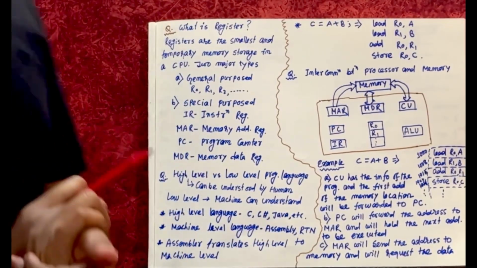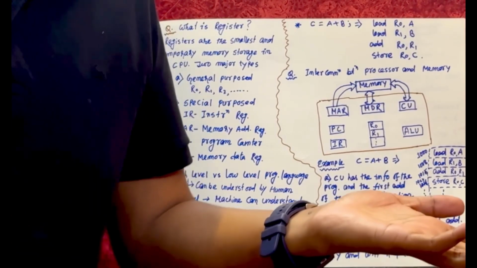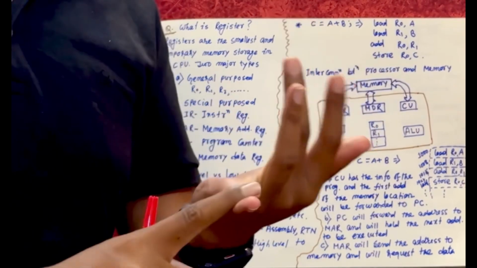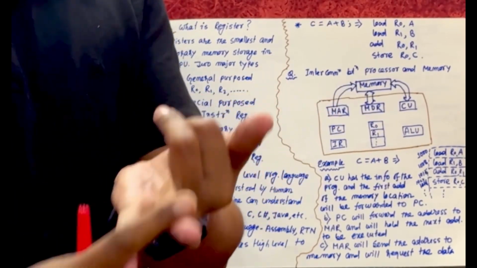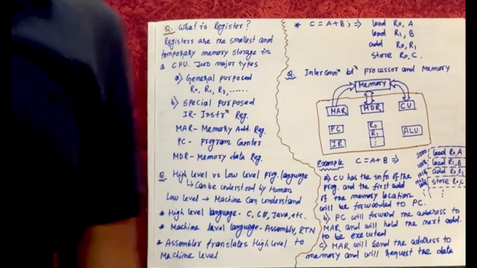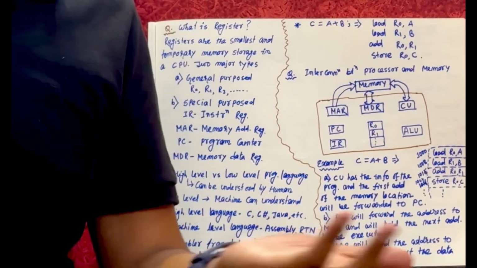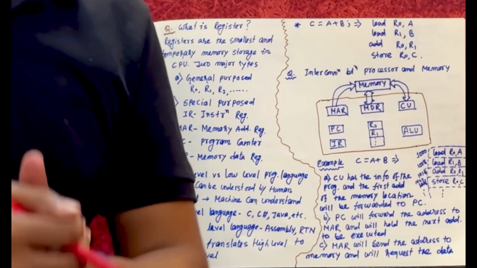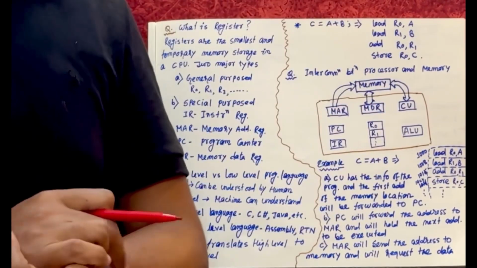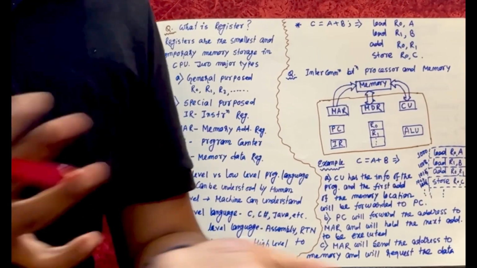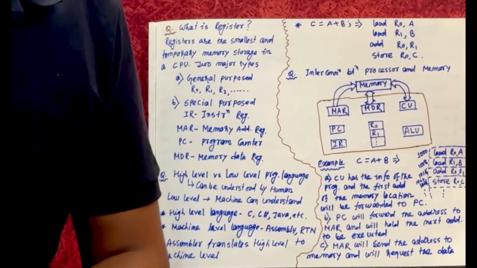Now, if I ask you broadly how many types of programming languages you can have, so we can have high-level programming language, we can have low-level or machine-level programming language, right? Now, what is high-level programming language and what is low-level programming language? You already know, right? What is high-level programming language? The programming language where we write the instructions or each point like normal English, right? Humans also can understand this.